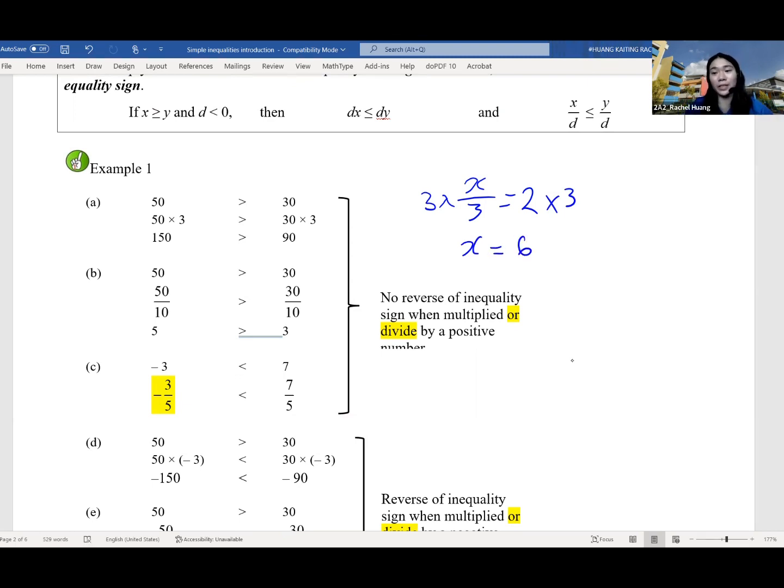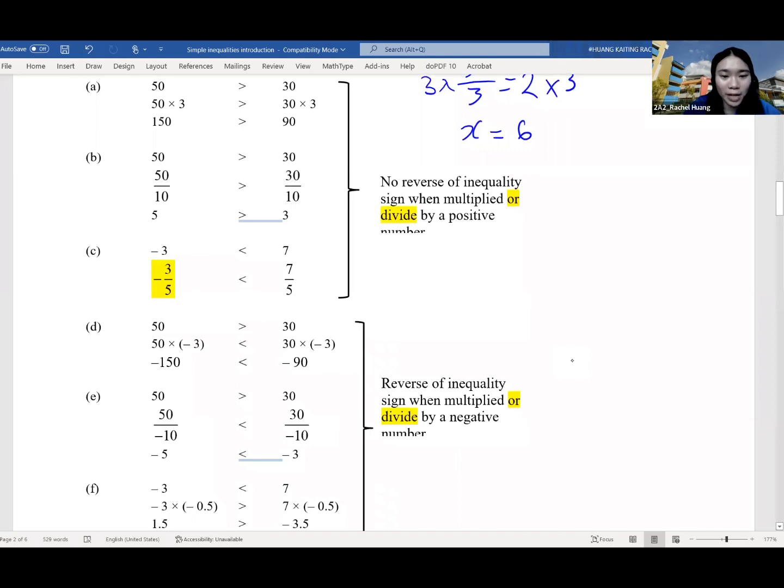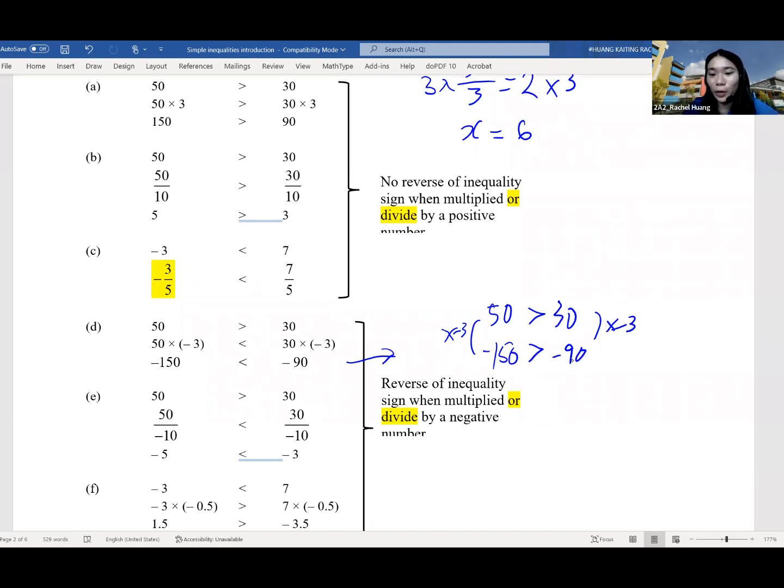But for inequalities, what you realize is that the negative number may mess up the entire inequality. For example, if I give you part D, let's say 50 is more than 30, this inequality is correct. But if I times -3 to both sides, I get -150 and -90, right? But if I were to put the same inequality like I do for an equation, I just carry down the sign, what you realize is that -150 is actually not more than -90, because you see, on the number line, -150 is smaller than -90.